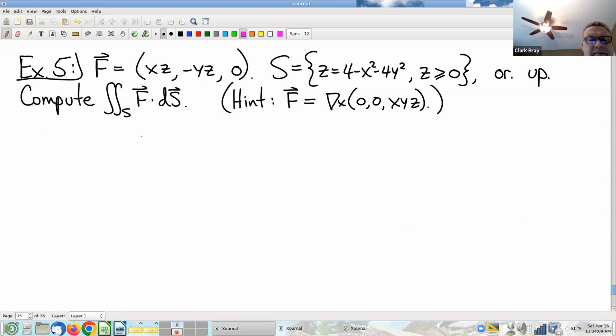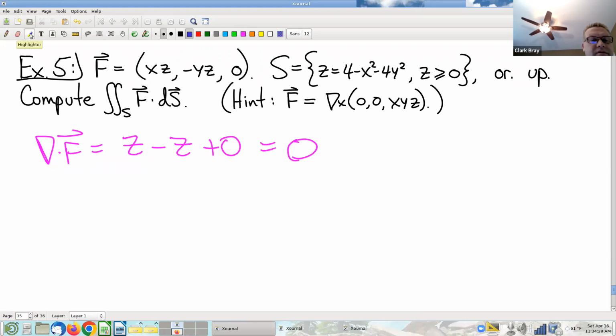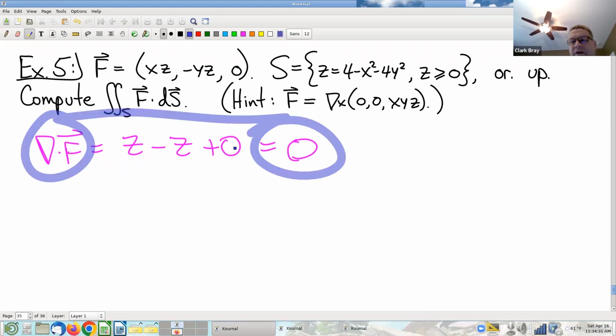The divergence of F is, okay, the X partial of that, which is Z, plus the Y partial of that, which is minus Z, plus the Z partial of that, which is 0, which adds up to 0. So my divergence is 0.